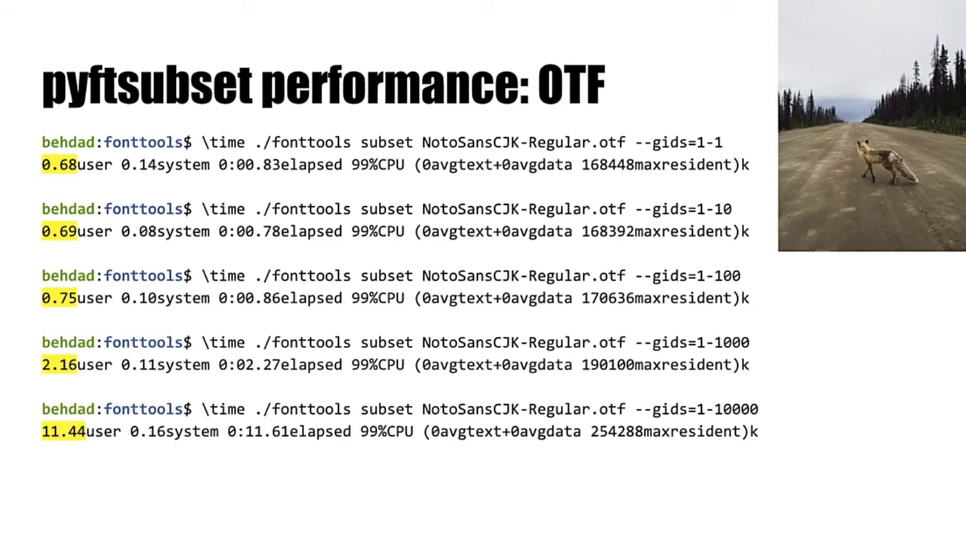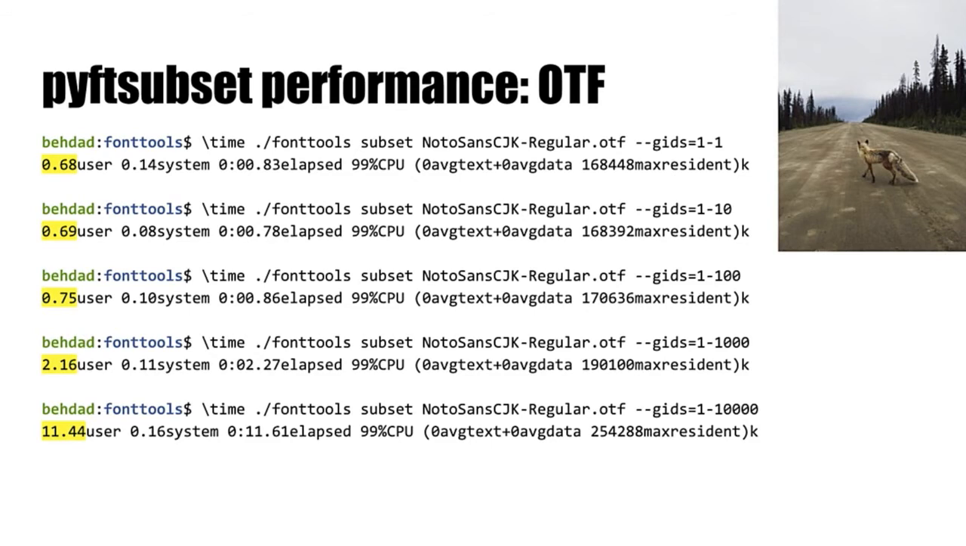OpenType or CFF flavored fonts are slower. Here I added 10,000 glyphs at the end because Noto Sans CJK has that many glyphs. So here we see 700 millisecond loading time. That's just not acceptable in an online workflow. And for 10,000 glyphs, we are seeing like 10 or 11 seconds. That's still 1 millisecond per glyph, too long.